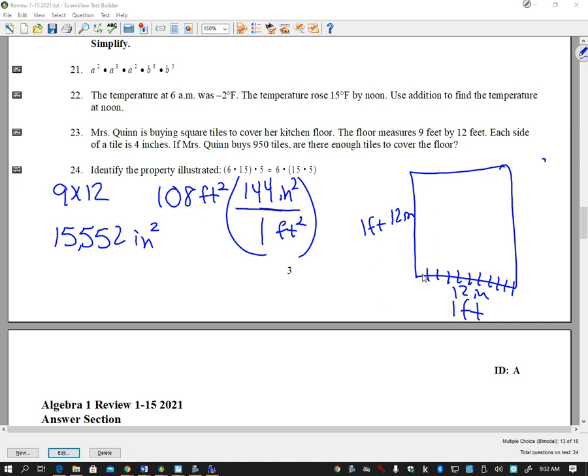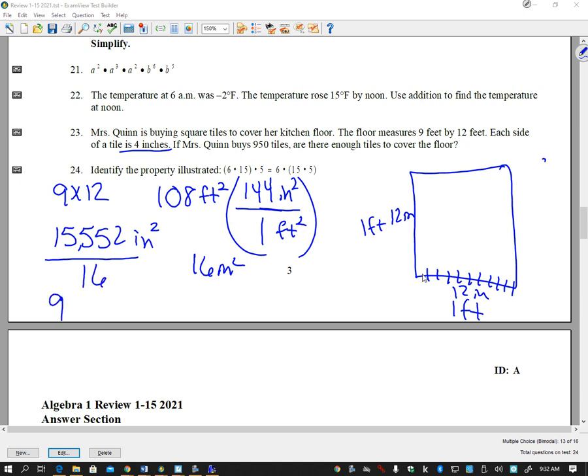15,552 inches squared, right? That's the total area of the floor. Now, each of these tiles was 4 inches by 4 inches. So each tile is how many square inches? 16 inches squared. So all I have to do is take that divided by 16.